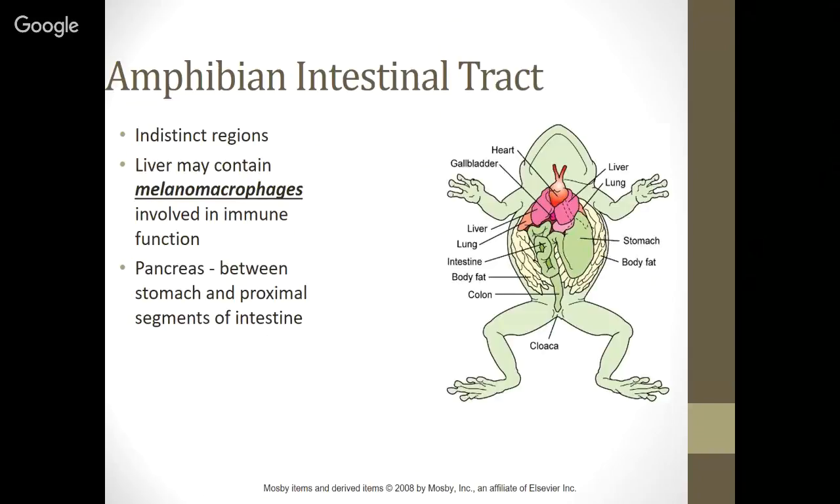The amphibian intestinal tract has indistinct regions. So there's the stomach, and then there's the intestine, and there's the colon. We can't really distinguish between those different regions. The liver may contain melanomacrophages, which are involved in immune function. So it's just a different cell, a pigmented cell that eats things. The pancreas is between the stomach and the proximal segments of the intestine, and it does the things that pancreases are supposed to do.